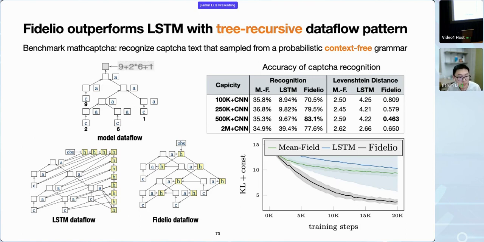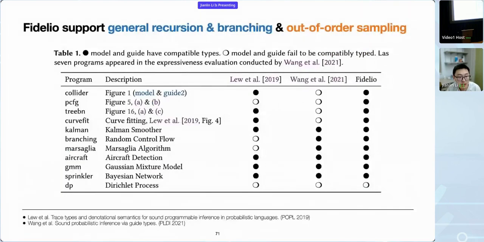Fidelio outperforms mean field and LSTM guide by a large margin. The LSTM guide did not start to pick up until the network capacity was raised to 2 million. In contrast, with limited network capacity, Fidelio can do better. Conditional independences inherent in PCFG-like models make them a favorite application for Fidelio. And at the end of this talk, this table evaluates the expressiveness of Fidelio's type system.